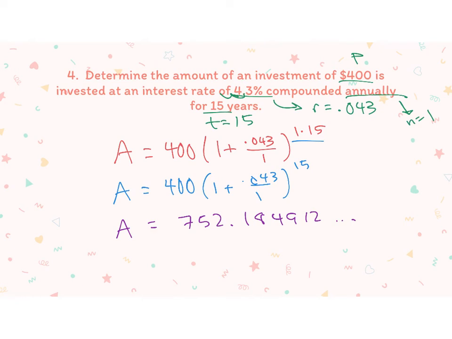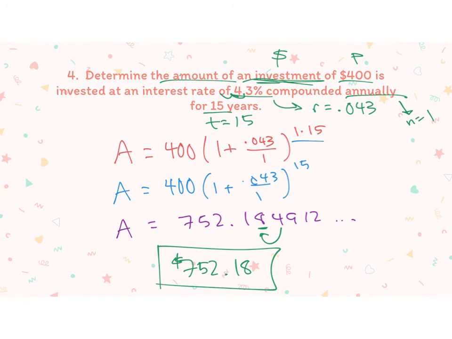Now, I didn't talk about the rounding yet, but here's where you're going to want to round. This is all money. The amount of an investment, we're in dollars here. So dollars, I want to end at the hundredths place, which means I use the 4 to round the 8. So this is $752.18. Always label it with your dollar sign. And there you have it.